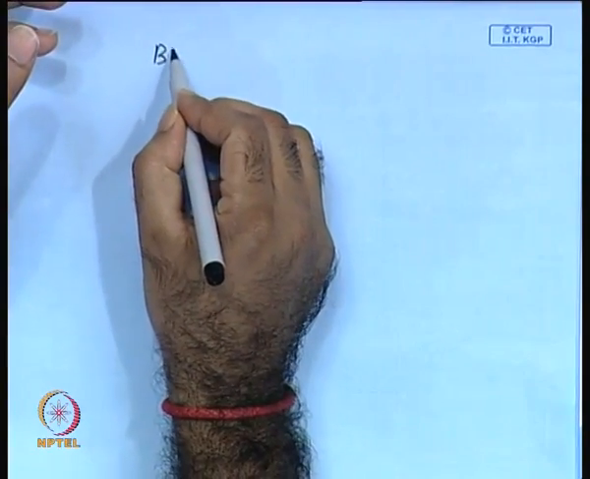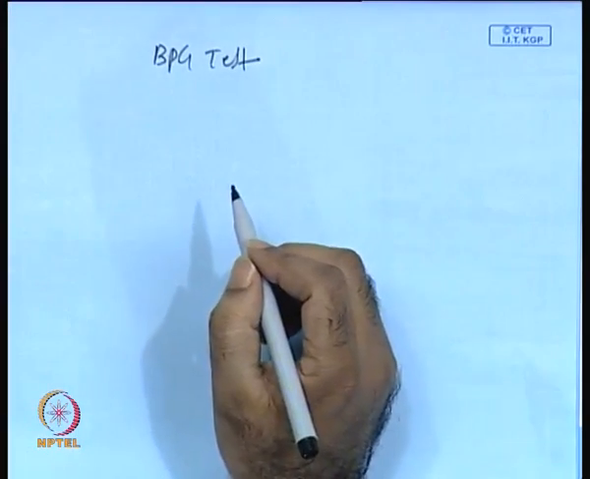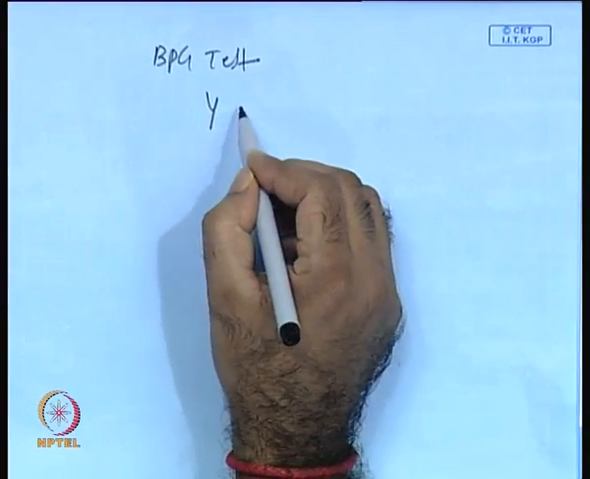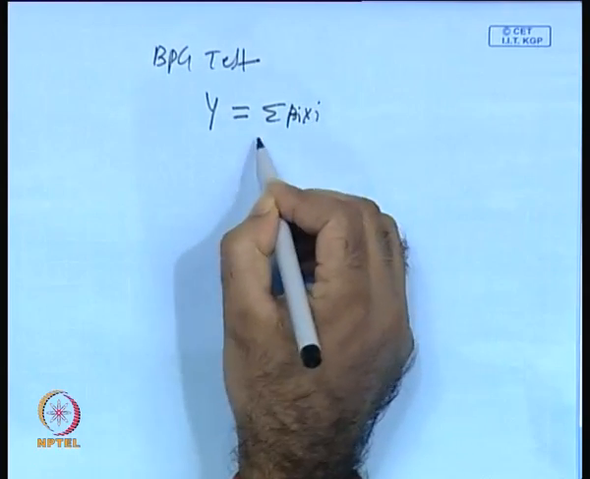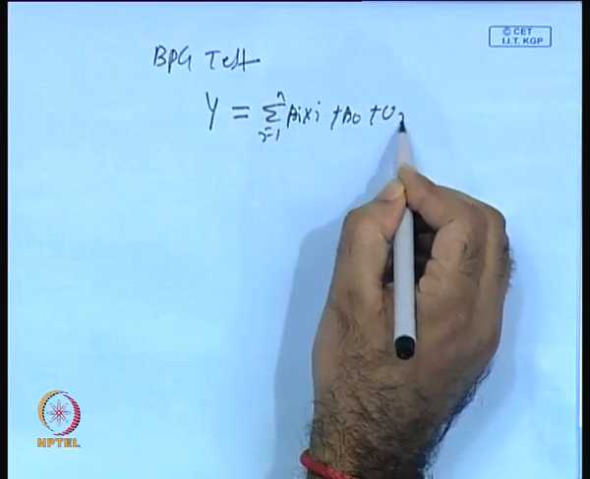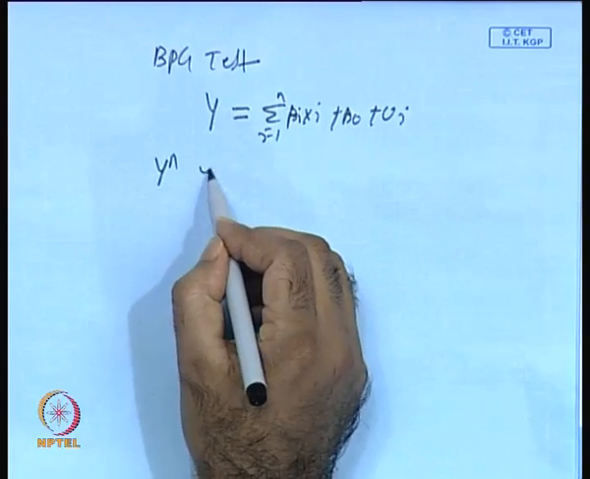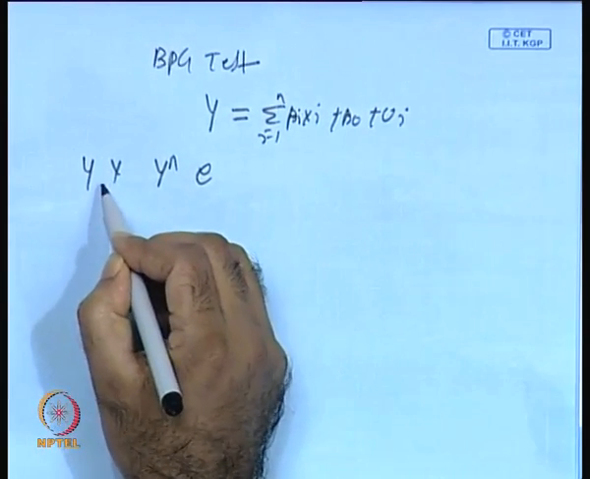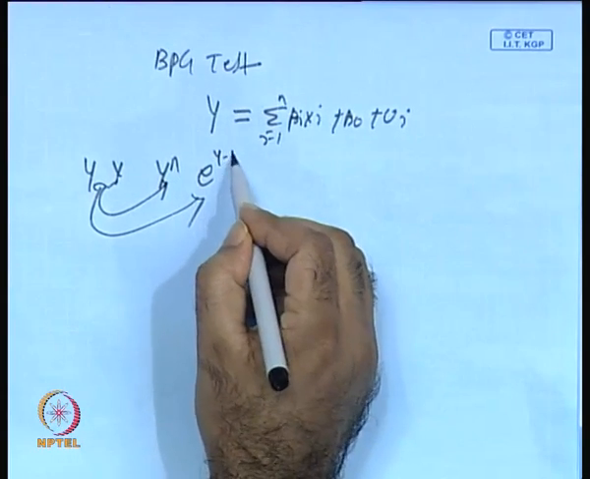Now another way, there is a test called the BPG test. What is the BPG test? You first design a model like this: y equal to summation beta i xi, i equal to 1 to n, plus beta 0 plus ui. Now you have y head, you have e, followed by y and x, followed by e, that is y minus y head.